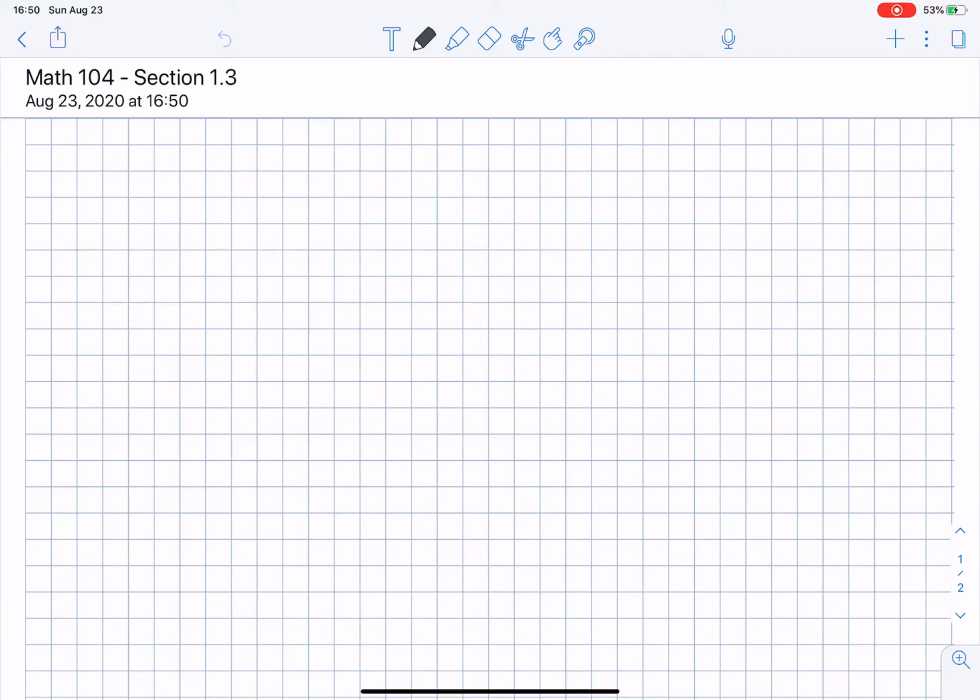Welcome to section 1.3, which is rates of change and the behavior of graphs.